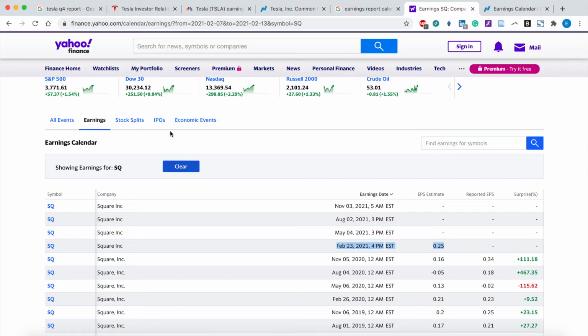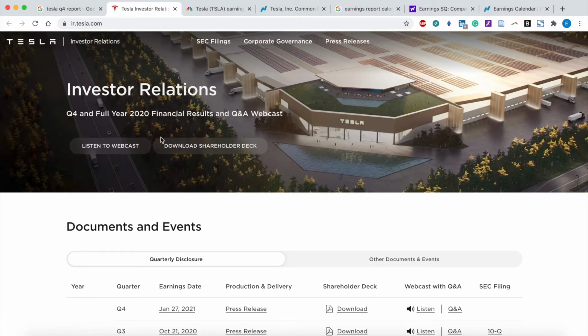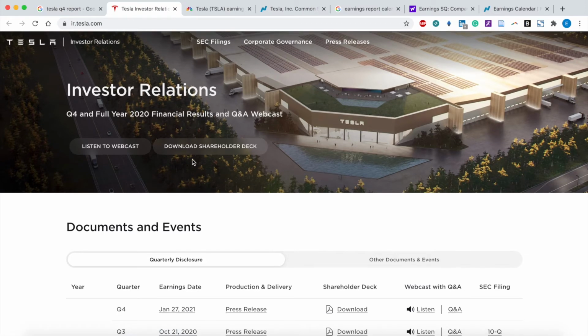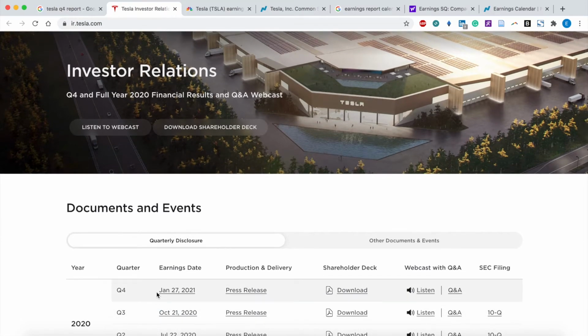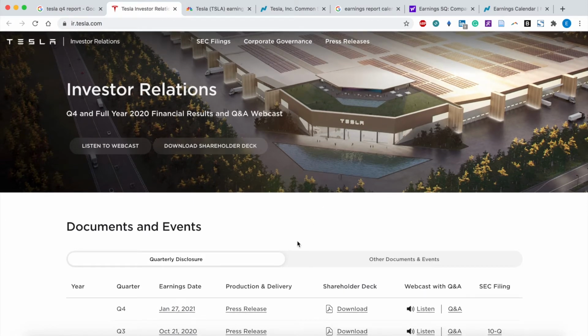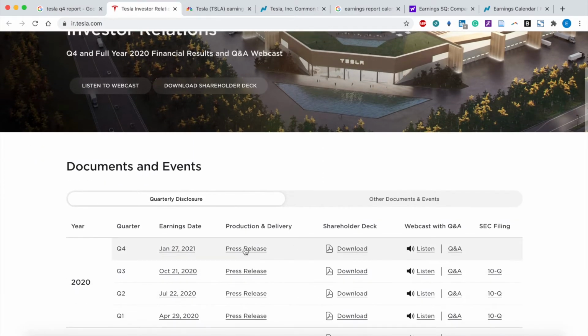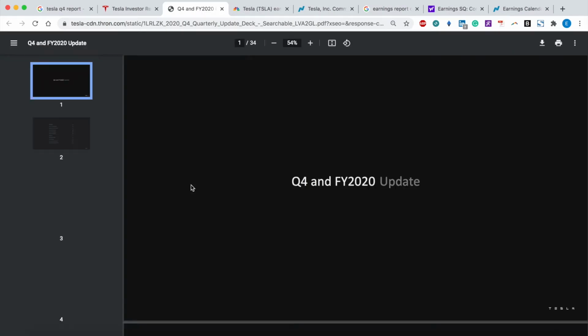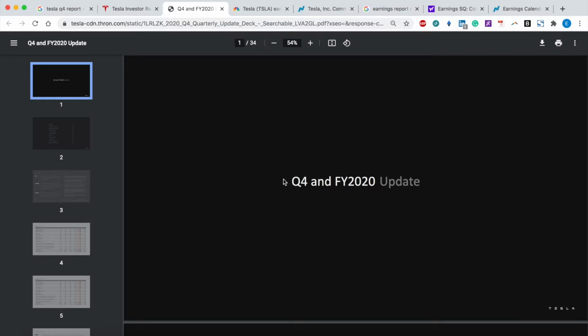So for example, if we look at Tesla, they actually just reported their earnings on January 27th. That was a couple days ago. You see here, they have the report for you to look at and digest for yourself. Today we're just going to walk through it together. They said Q4 and full year 2020 update, so they have the entire fiscal year for us to look at, and the quarter before.